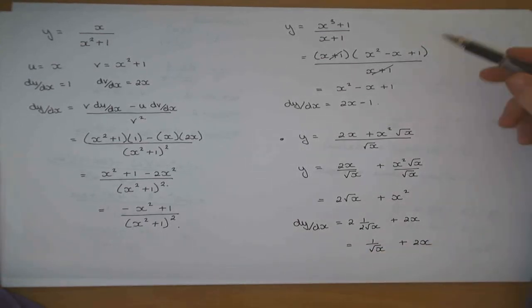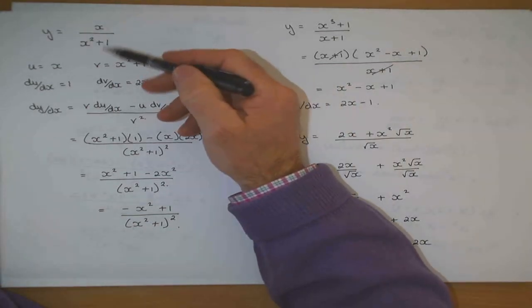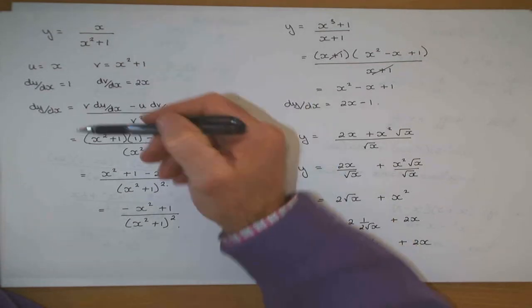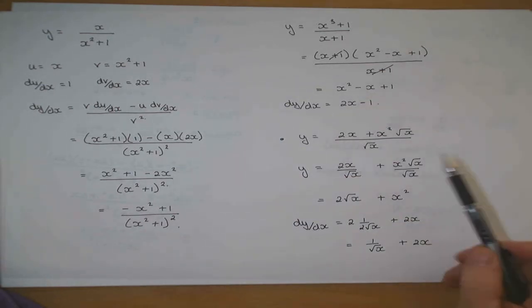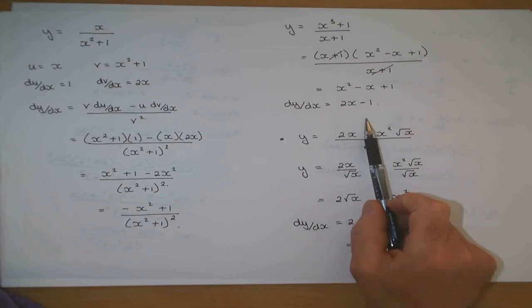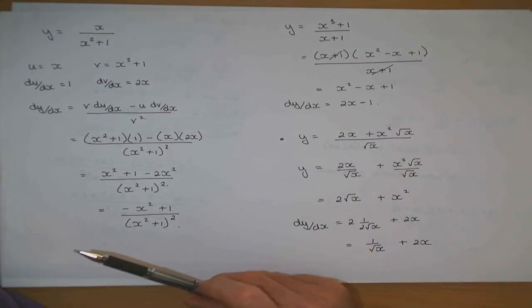In other words, in both these cases, there were quotient rules, but what was it easier to do? It was easier to divide, to simplify. Whereas in this case, couldn't simplify. So what do you have to use? The quotient rule. Could this have been done by a quotient rule? Could. But to get 2x minus 1, there would have been a factorization involved in it, cancelling between the top and the bottom to end up at 2x minus 1.